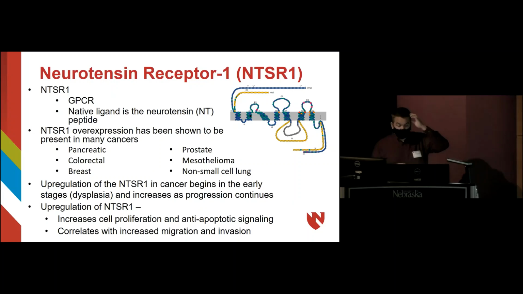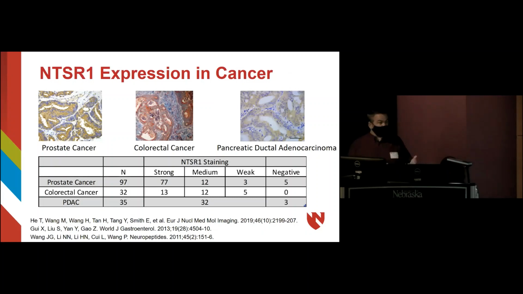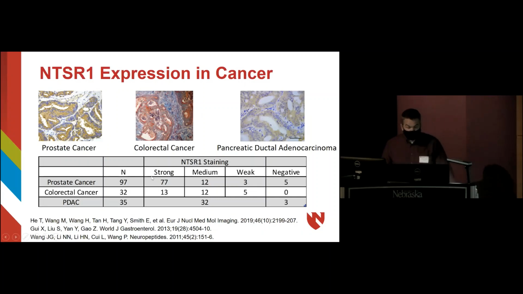And upregulation of NTSR1 correlates with increased migration, invasion, and overall aggressiveness. A variety of studies have examined, using human biopsies, the NTSR1 expression in a variety of cancers. I've shown 3 here. As you can see, at least for the prostate and colorectal, where they've stratified the data, you have strong and medium expression of the NTSR1 in those biopsies. And this represents a good patient population to go after if you're designing a targeted radionuclide therapeutic. So it's highly expressed, and that's exactly what you want to see.